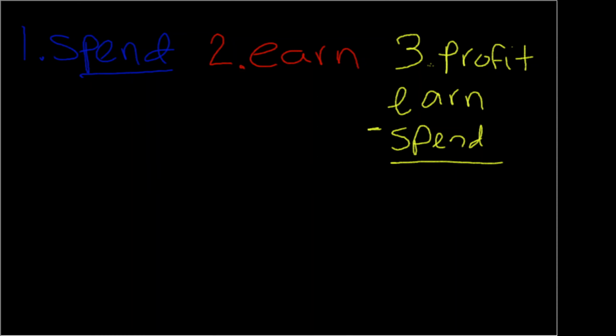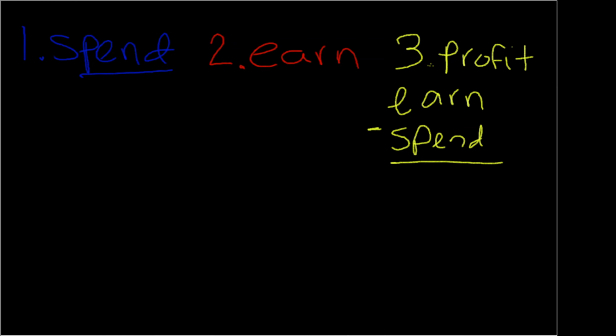Today we're going to be talking about how do we calculate how much profit we earn. So for each equation, we have to split it up into three different parts. Part one is calculating how much do we spend. Part two is calculating how much we earned, which means how much cash we get. And part three would be finally figuring out your profit.